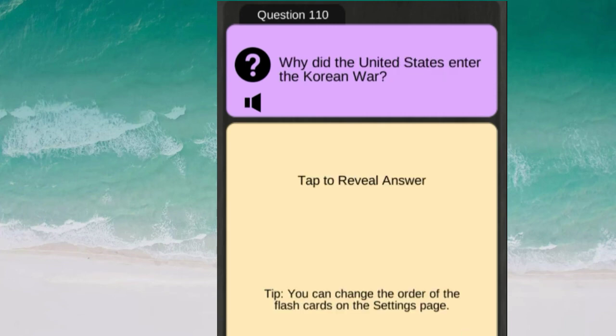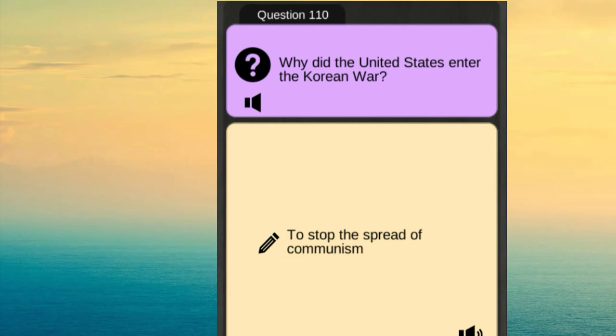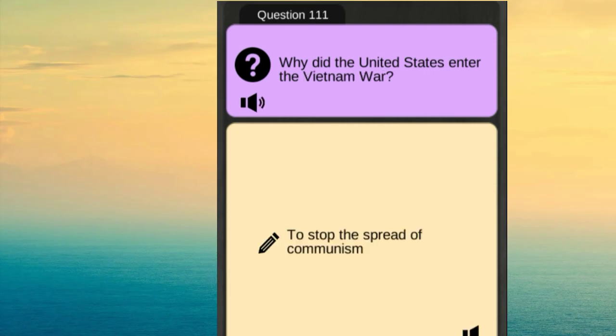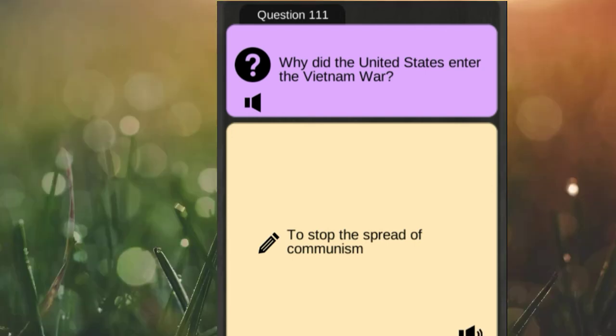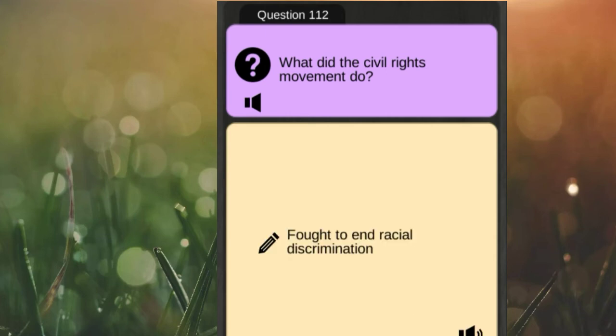Why did the United States enter the Korean War? To stop the spread of communism. Why did the United States enter the Vietnam War? To stop the spread of communism. What did the civil rights movement do? Fought to end racial discrimination.